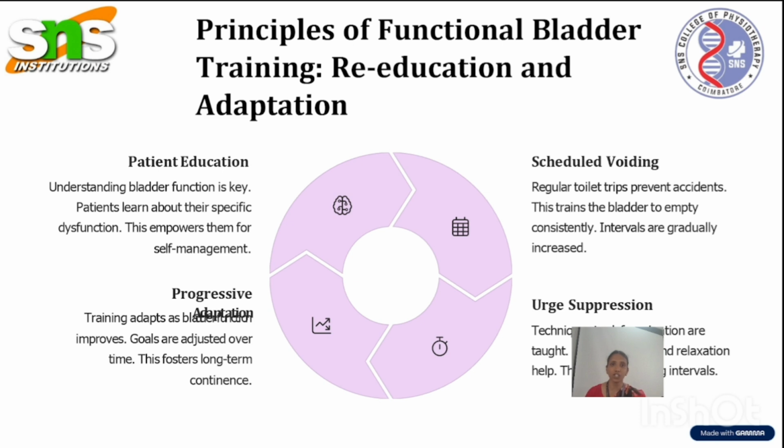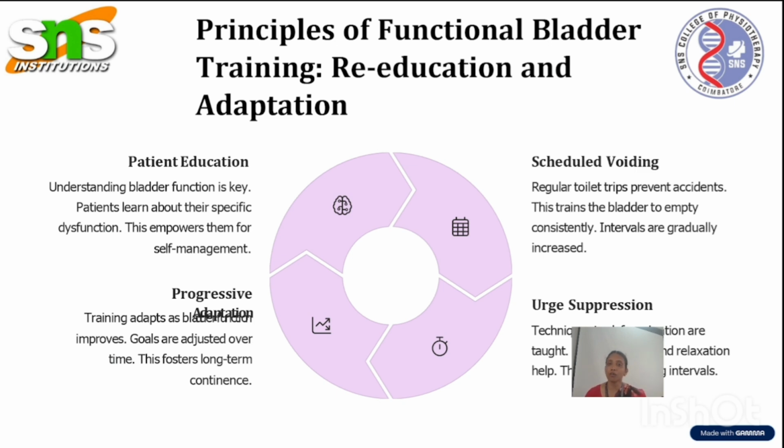Patient education about the bladder function is the key of the re-education, and the patient learns about their specific dysfunction, which will empower them for self-management. So what are the re-education techniques we will be using? Scheduled voiding, progressive adaptation, and urge suppression can be done.